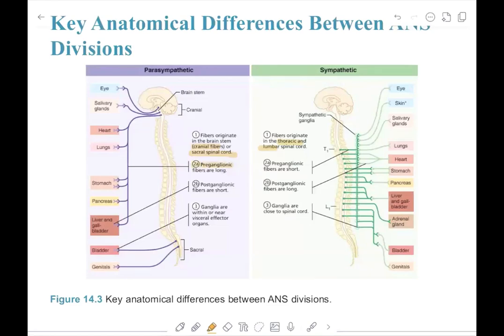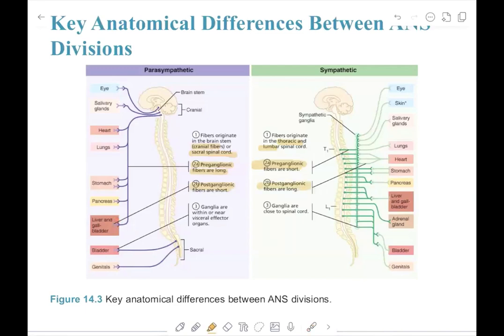The preganglionic fibers for the parasympathetic are long. You can see the ganglia are represented here, and they're close to the effector organ. So you need to remember that the parasympathetic has a long preganglionic fiber, and the sympathetic division has a short one. The ganglia are close to the spinal cord. So that means that the postganglionic for parasympathetic are short, and they are long for the sympathetic.